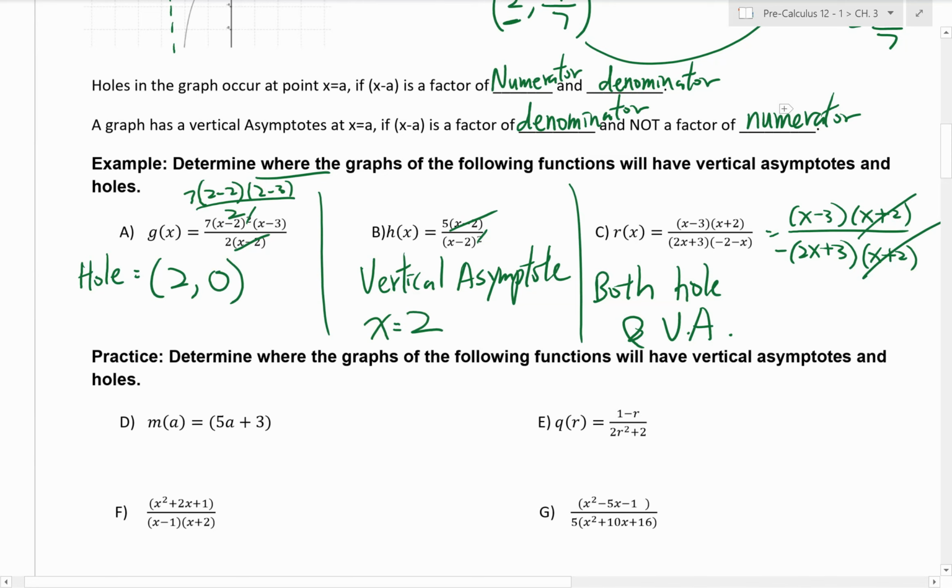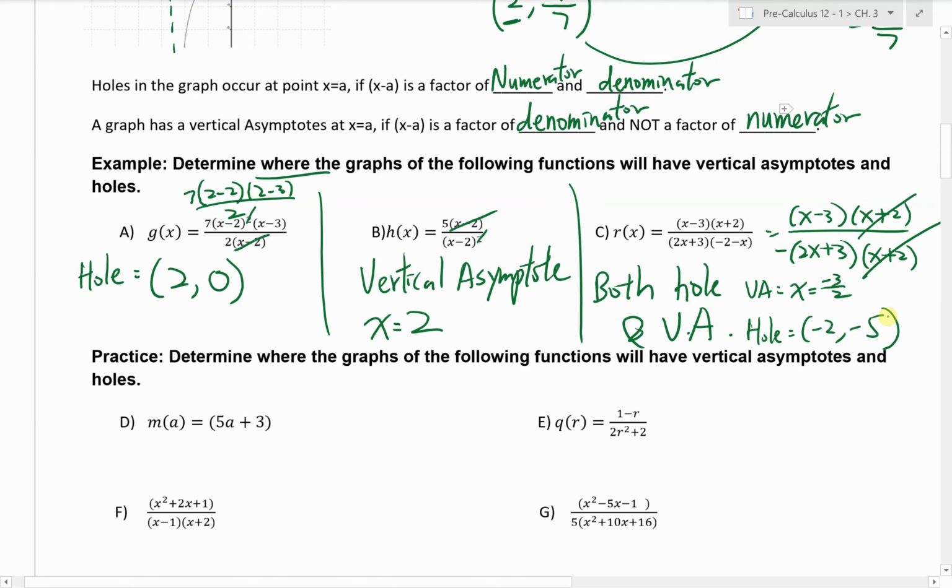This one you have both, so you have VA x equals negative 3 over 2. That came from there, right? Because that will make that bracket 0. The hole occurs at negative 2. Now what we need to do is plug in negative 2 into x, and if you do that, I believe you get negative 5. Yes, negative 5. So negative 2, negative 5 would be where the hole is.